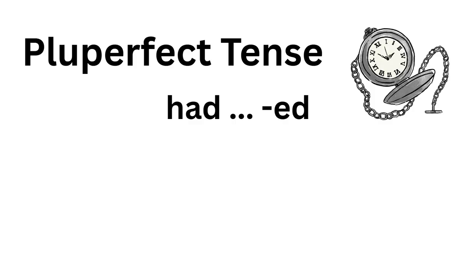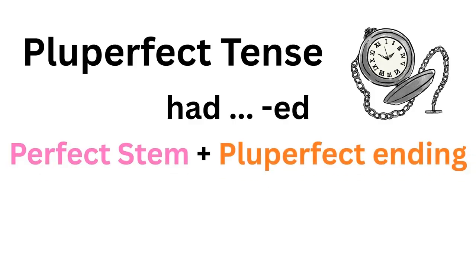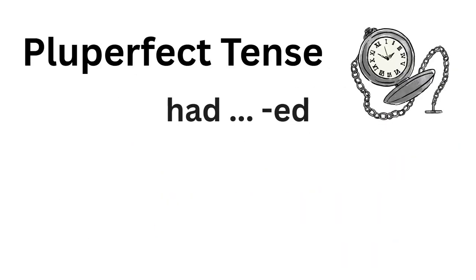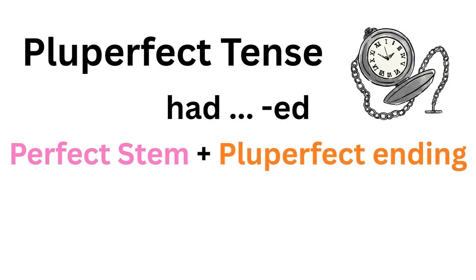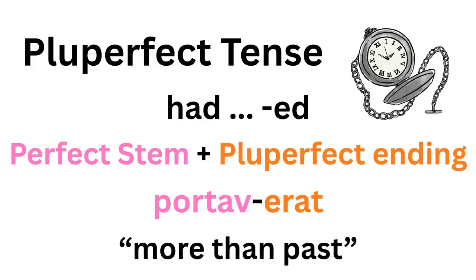The pluperfect tense is formed using the perfect stem again, but this time with the pluperfect endings. So the pluperfect endings are different. Let's take porto again. Porto, I carry. This one, we need the perfect stem. We saw before that was portav. Then I want my pluperfect ending, which is erat. He had carried. This tense is called a more than past tense. That's what pluperfect literally means, plus perfect, more than past. So it's even further back in time than the perfect tense.